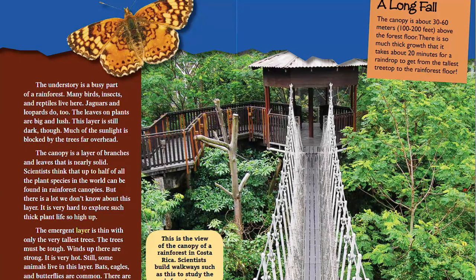The emergent layer is thin with only the very tallest trees. The trees must be tough. Winds up there are strong. It is very hot. Still, some animals live in this layer. Bats, eagles, and butterflies are common. There are even some kinds of monkeys there.